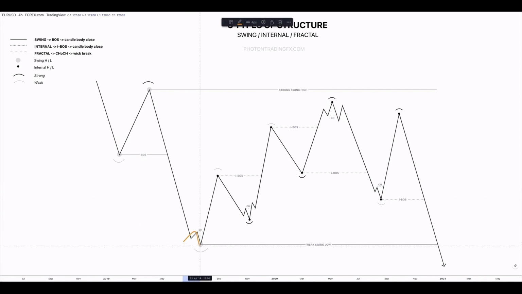So change of character signals the start and end of the internal pullback, right? So again, we get another bullish change of character that signals the start and end of this pullback. Now we're ready to take out the weak high.